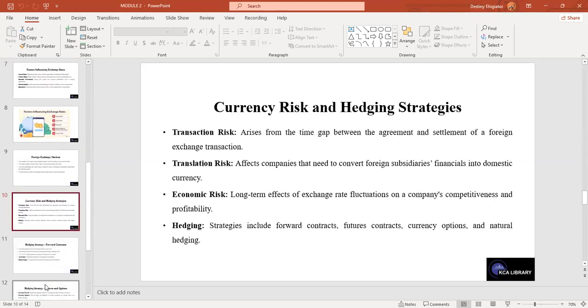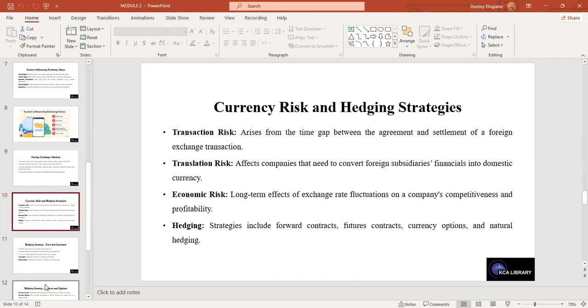Let's look at currency risk and hedging strategies. What is a transaction risk? This is the risk that arises from the time gap between the agreement and the settlement of a foreign exchange transaction. Let's look at translation risk. This affects companies that need to convert foreign subsidiary financials into domestic currency. What about economic risk? Economic risk is the long-term effect of exchange rate fluctuations on a company's competitiveness and profitability.